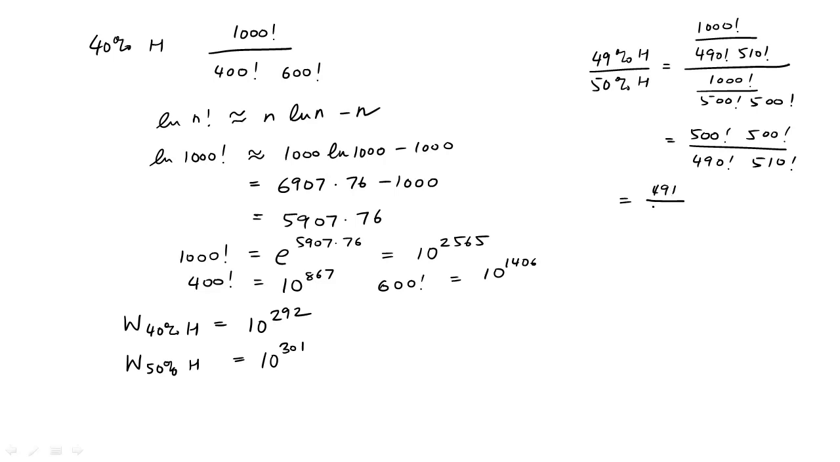491 by 501 multiplied by 492 by 502 and so on till 500 divided by 510. There are a total of 10 terms, and each of these terms are close to 1, just a little smaller than 1. And if we multiply them out, this gives 0.82, which we have written in the table on the previous page.